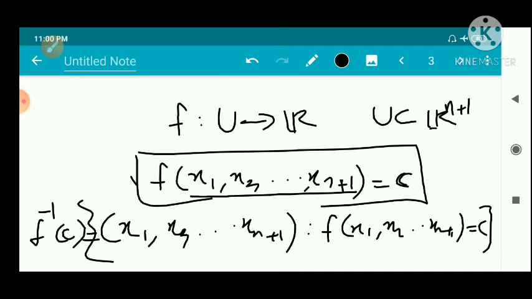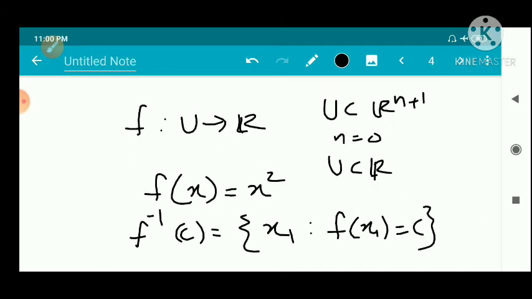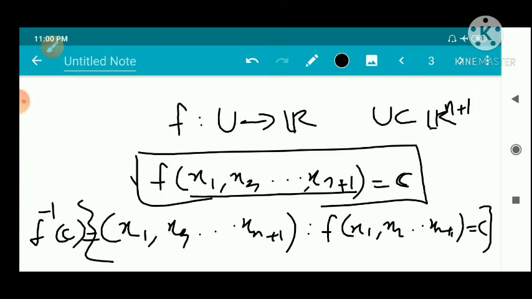And next we have the graph of a function. And here in the level set, we can add some points. The real number c is called the height of the level set, and f inverse of c is called the level set at a height of c. If c equal to 1, we can say that it is a level set of height 1, and like that. Then next we have the graph.